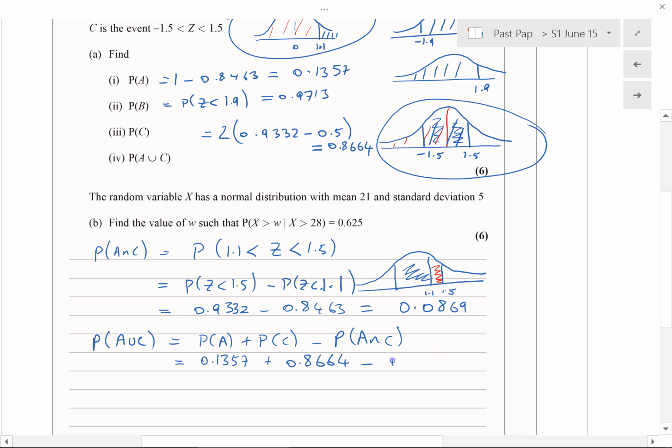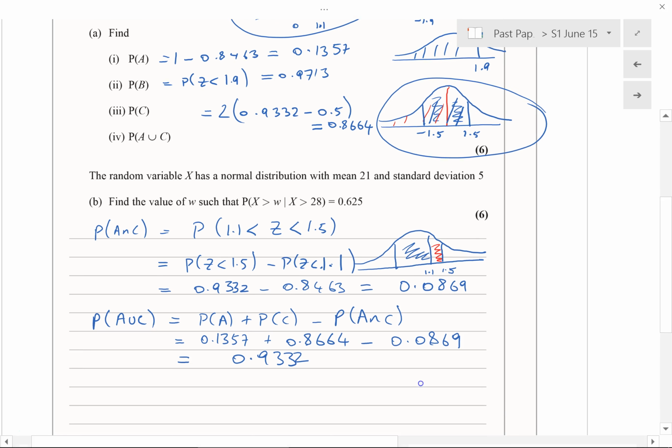Anyway, A intersection C is 0.0869. Okay, I can't guarantee that there'll never be a barking dog though, because he is prone to just bark randomly. Anyway, so let's work that out. P(A union C) is 0.9332. Okay, that's the answer for A union C.